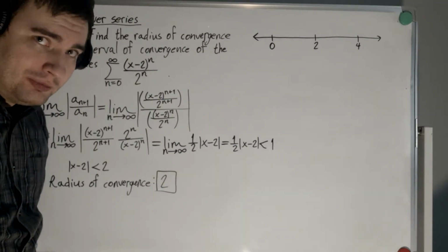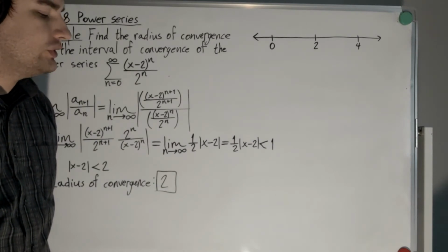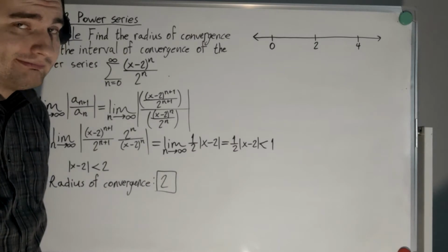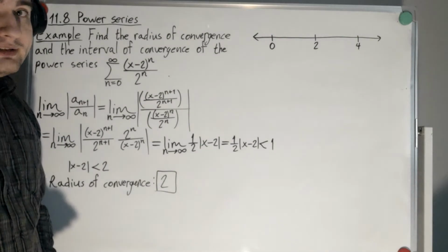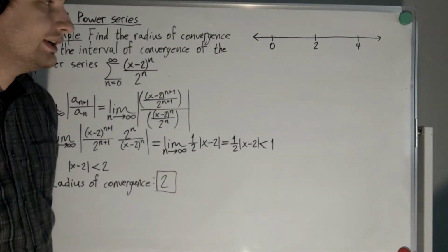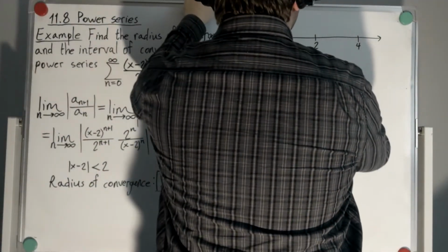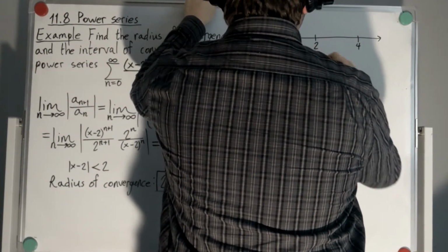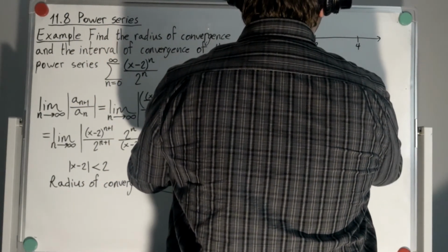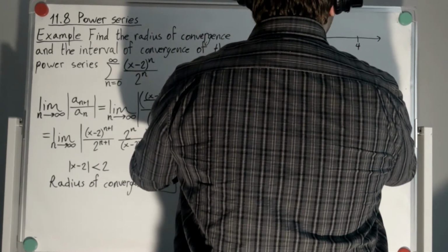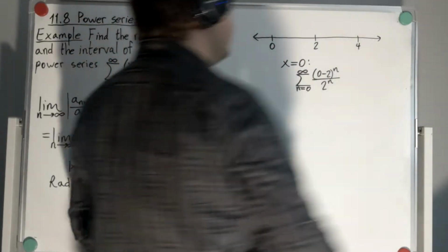Okay, now there's still more to do because you might have convergence or divergence at the endpoints. That's not clear. And if they're asking for the interval of convergence as well as the radius, then this is not enough. So we need to check those individually. We check when x equals 0. So when x equals 0, this looks like the sum from n equals 0 to infinity of (0 minus 2) to the nth power divided by 2 to the nth power.